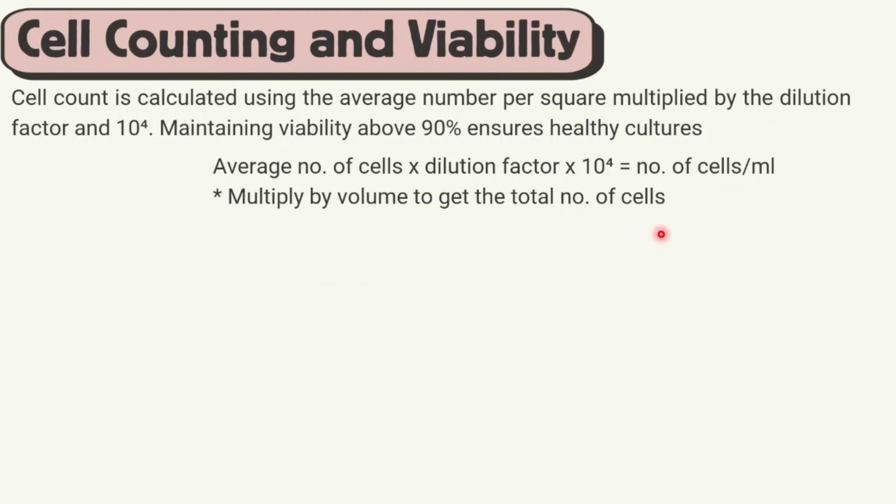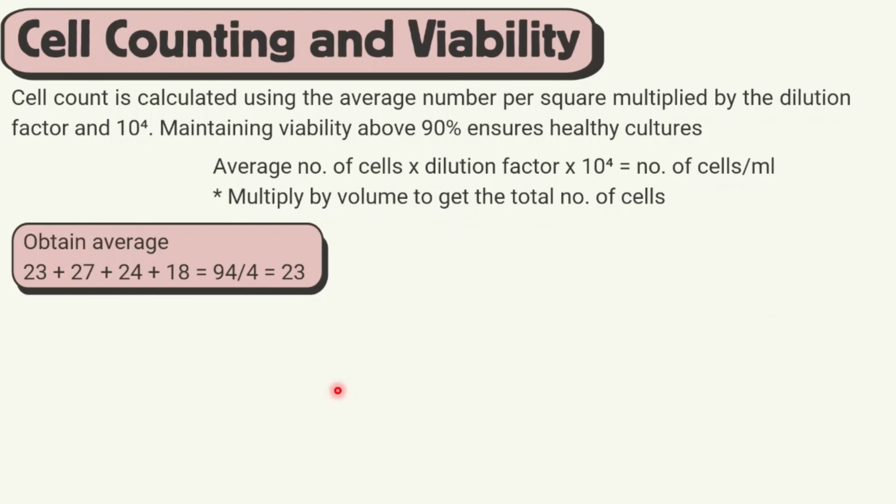Now, the next step, we need to find the number of cells per mil of our cell suspension put into the hemacytometer. And to do that, we must get the average number of cells. That's the average number of the cells in those four boxes from the previous slide, multiplied by the dilution factor used in adding the trypan blue dye, multiplied by 10 raised 4, which is the volume of the counting chamber of the hemacytometer, and thereafter multiply our result by the volume to get the number of cells.